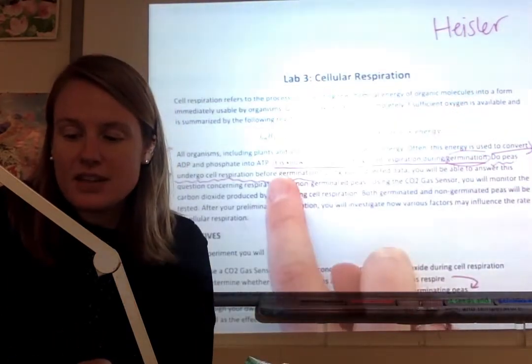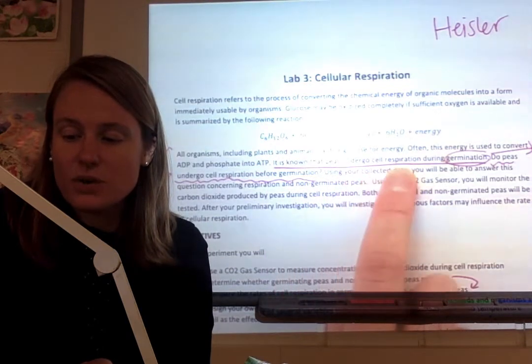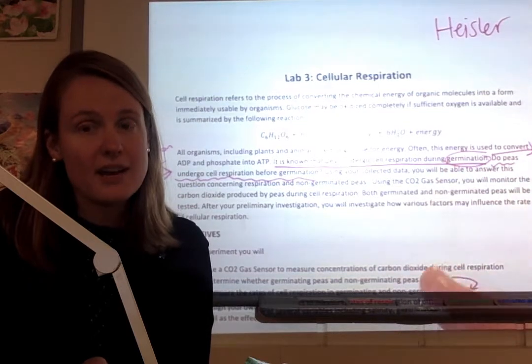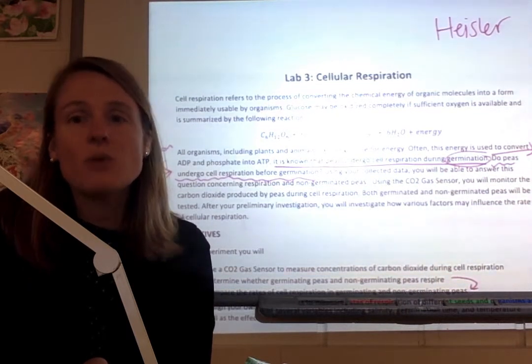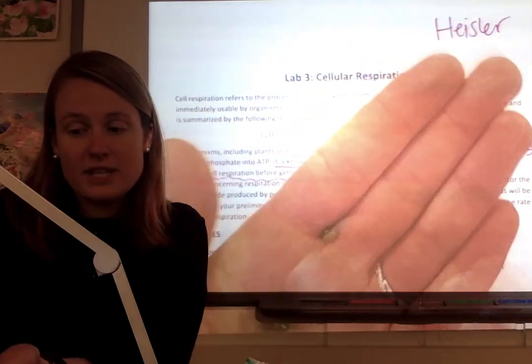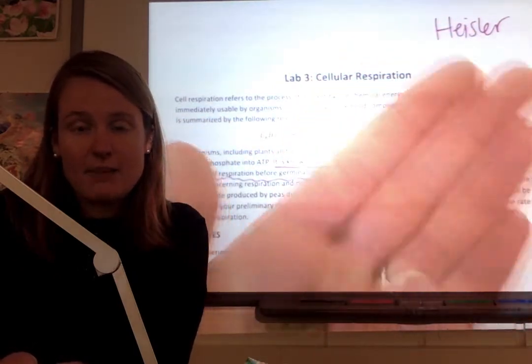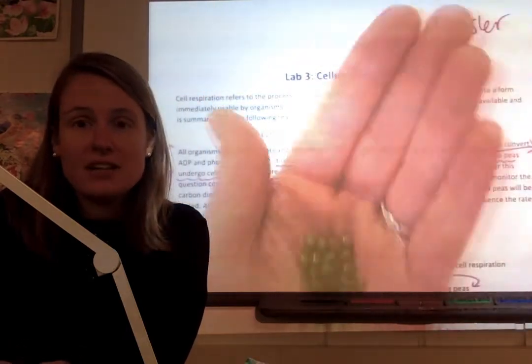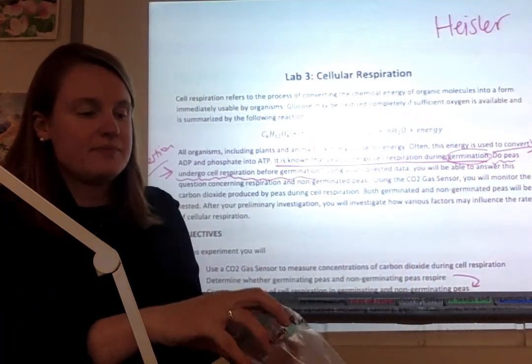So it says here that it is known that peas undergo cellular respiration during germination. So we know that when they're germinating, they're doing cellular respiration. We're trying to see when they're not germinated, are they doing cellular respiration? So like these sitting in my hand, are they doing cellular respiration or not? So we're going to gather some data to try to answer that question.